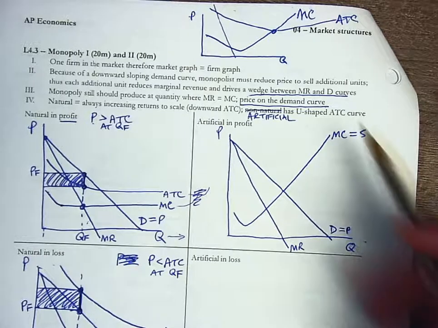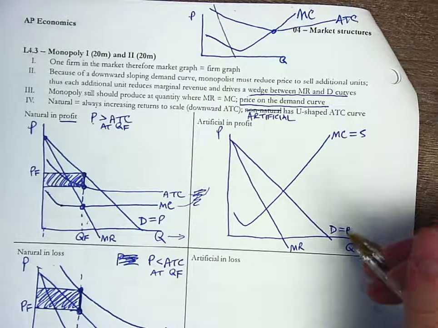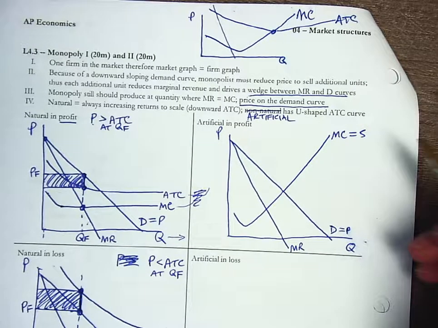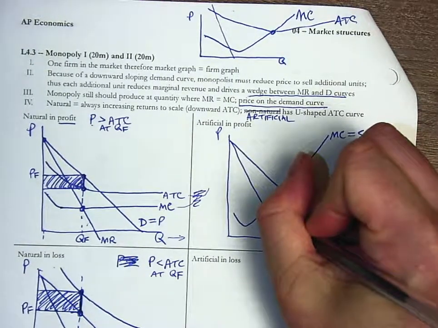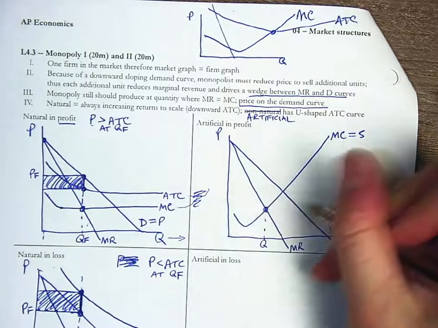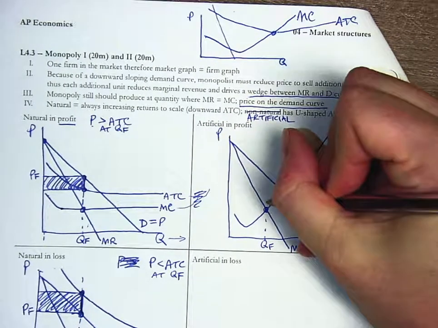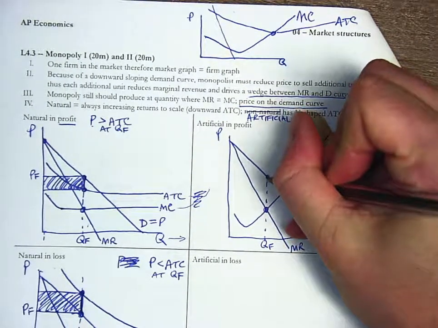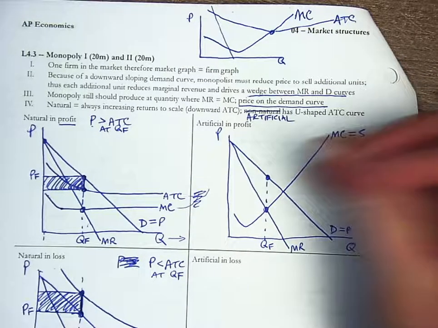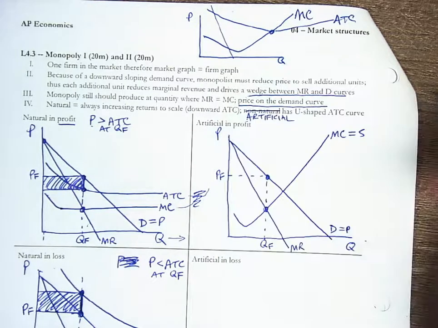Now, the next piece is going to be identifying, and this is going to be somewhat easy here, where marginal revenue equals marginal cost, and that's going to be here. So that's the quantity where they produce, and we know that's also the quantity in the market. And we're going to go all the way up to price on the demand curve, and that's going to be over here, the price that the firm charges.